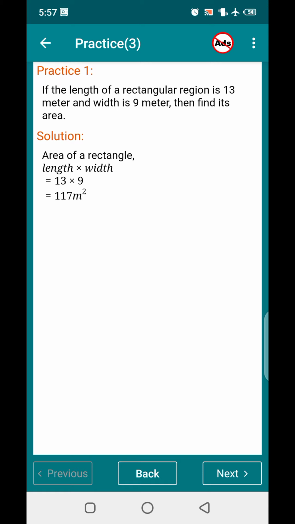Then we have to find the area, and it's very easy to find the area of a rectangle. We use the formula length into width, meaning the multiplication of the two sides, the length and the width. So length is 13 and width is 9 meters. You just have to multiply 9 into 13. It would be 117 meter square. We write meter square because 13 meter and 9 meter, so m into m will be m square.